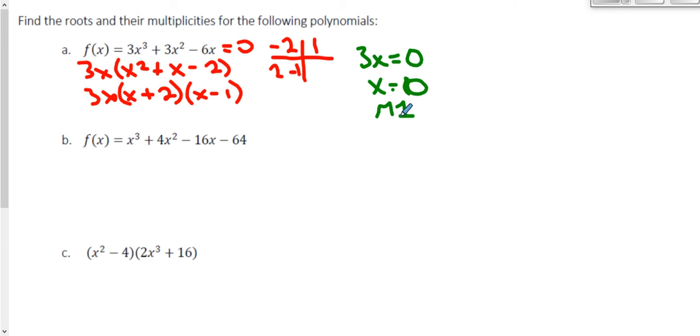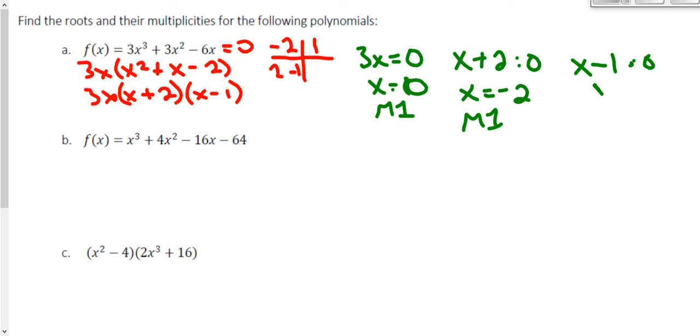Up next, I have x plus 2 equals 0, and when I solve that, I get x is negative 2, and it's the only thing that's going to give me that answer as well. Last up, x minus 1 equals 0, which is going to give me x equals positive 1, which also has a multiplicity of 1. So that problem's all done.